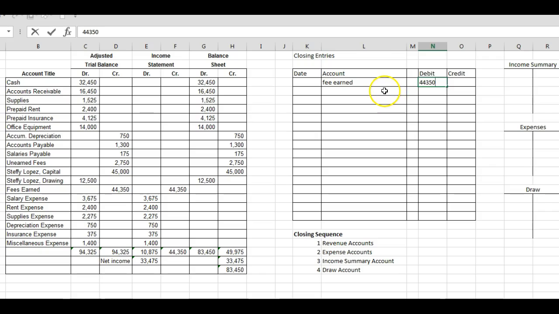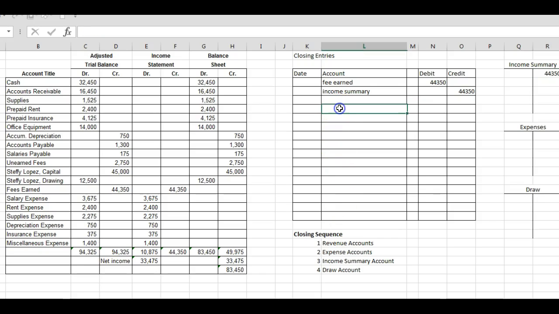$44,350. Now we created a new account, and that new account is income summary, because we need to find a way to get that income right here into owner's equity. And this is how we're going to do it. So I'm going to credit the income summary account. And that gives this income summary a credit balance of $43,550. Okay, so that closes my revenue accounts.